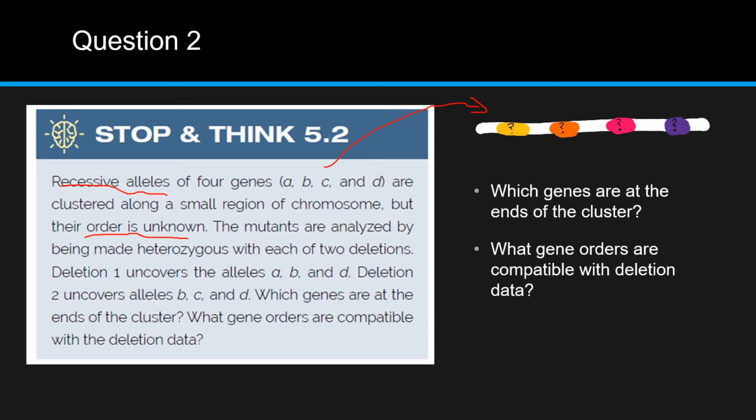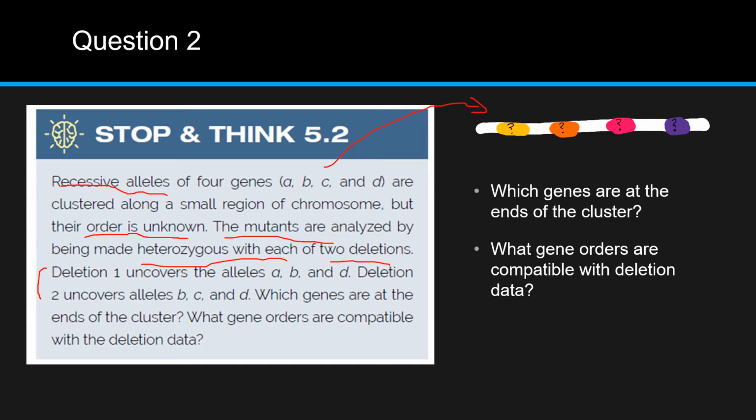To solve that problem, what they generally do in genetics is they use mutations that are made heterozygous with each of two deletions, and they have two examples of deletions. One has some of those alleles and another has another set of alleles. And later we will talk about that. And they ask these two questions: which genes are at the ends of the cluster, and which gene orders are compatible with the deletion data.